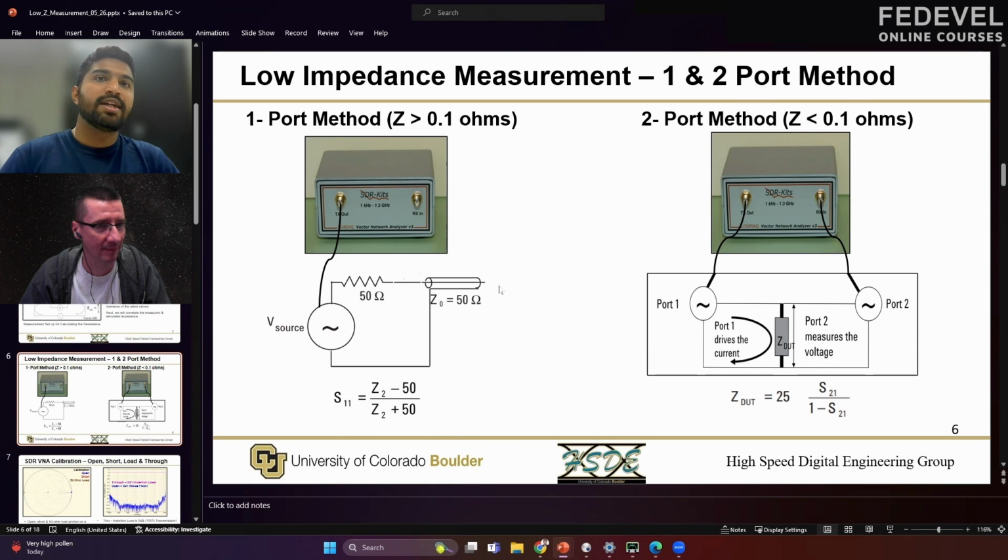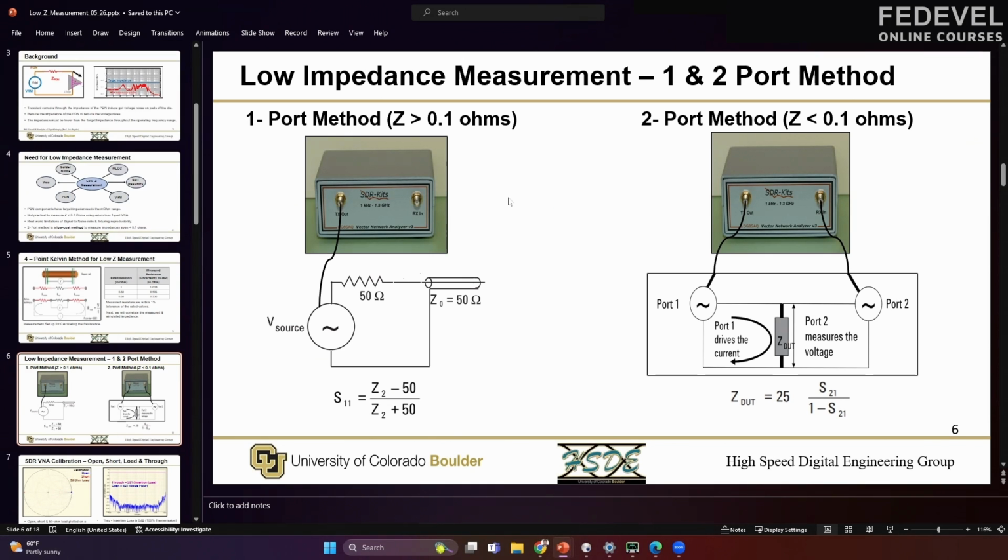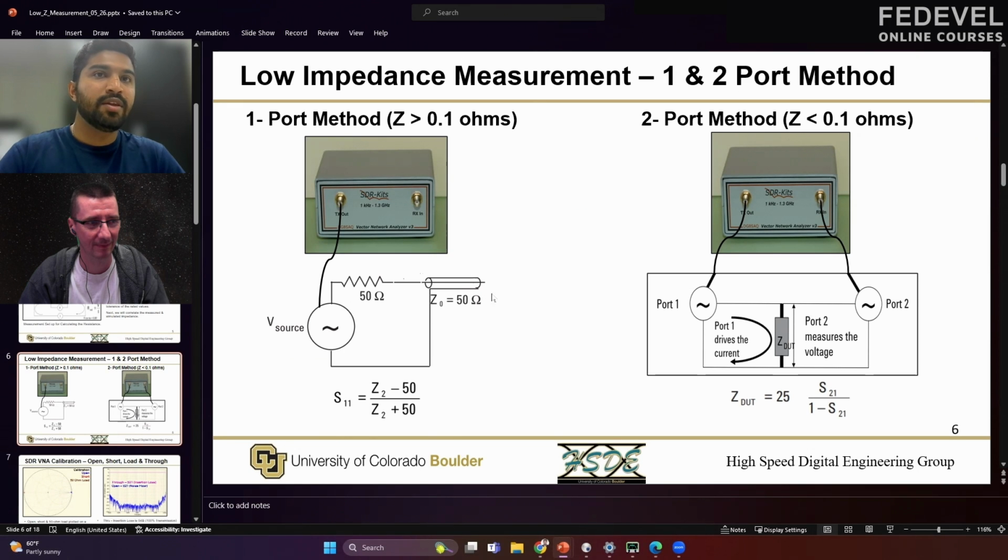But before we do that, let us first discuss what the 1-port measurement technique is and what the 2-port measurement technique is. In the 1-port measurement method, we use just 1 port of the VNA, and we connect it through the transmission line to the device under test. We have a 50 ohm transmission line, and when it encounters an impedance mismatch with the device under test, because this device is going to have a really low impedance, we get a reflection.